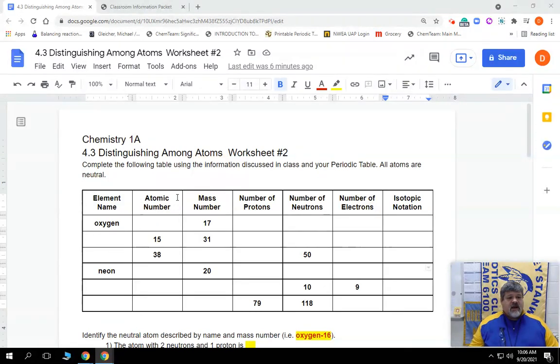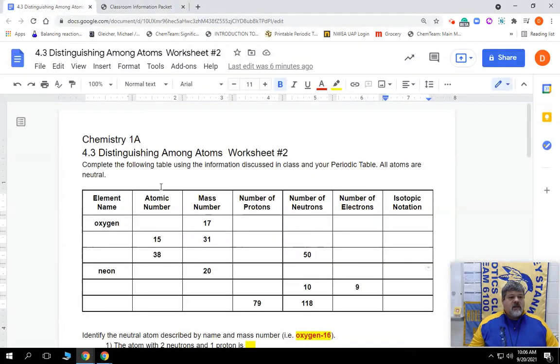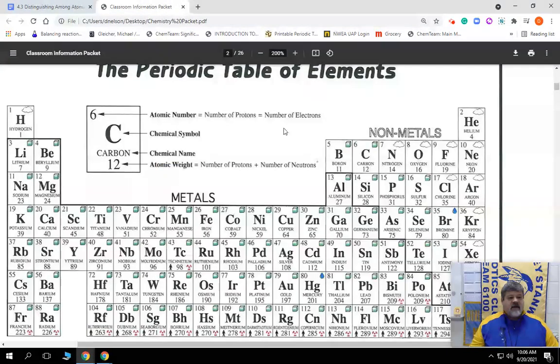We have the element name, atomic number, mass number, all these things at the top. We got to know what each one is. Now the element name, again, we're going to find those on the periodic table, right here on the periodic table. The atomic number, if I go back to that, is the smaller number in the box, as it says up here with the atomic number.